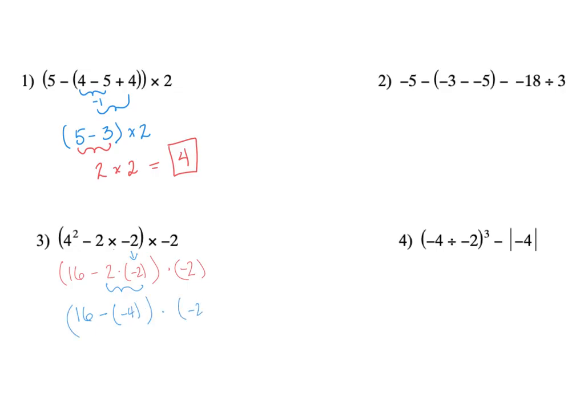And don't forget we are multiplying by that -2. In here we have plus a positive, so we end up with 20 times that -2, which gives us a -40. So go ahead and take a few minutes to work on number 2 and number 4, and then you can check your answer.